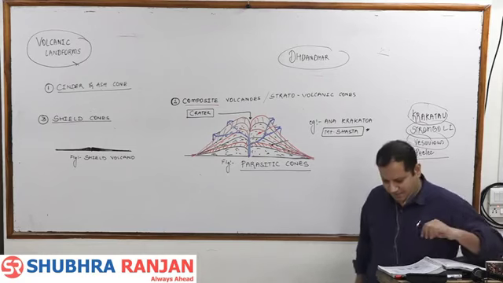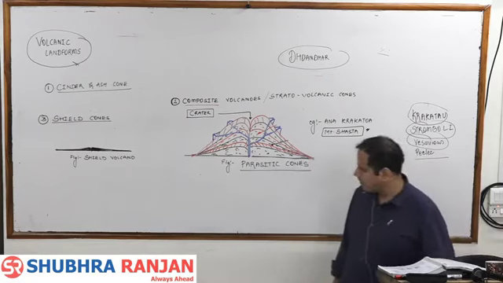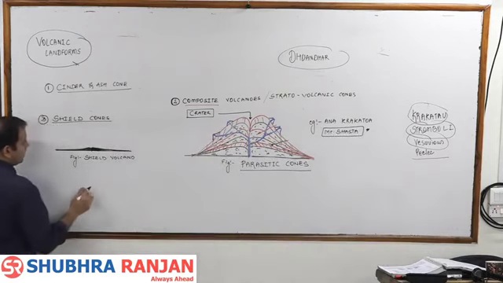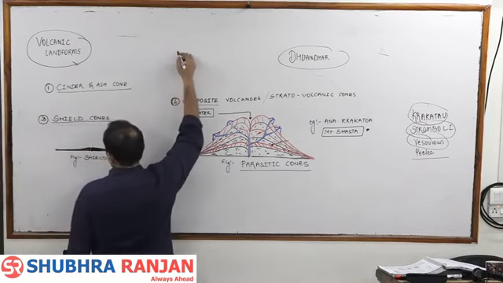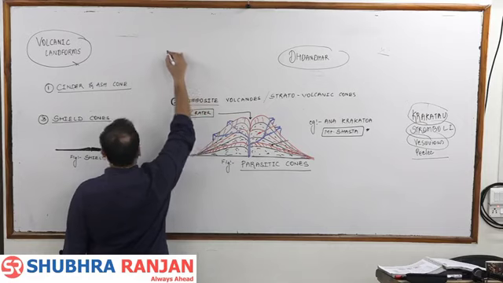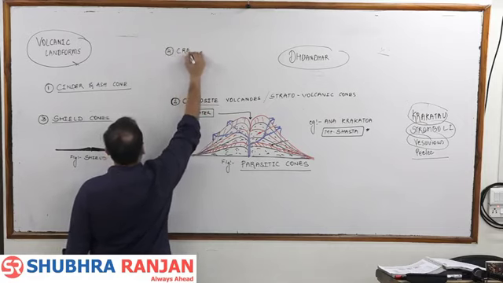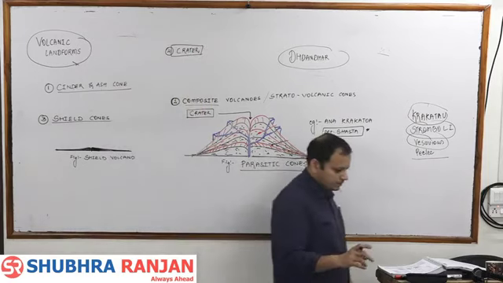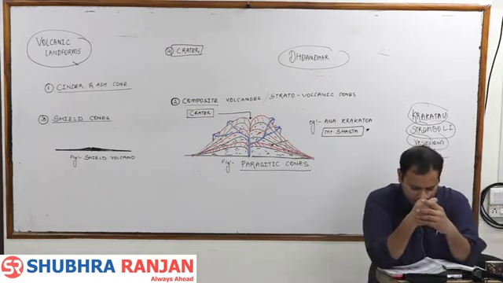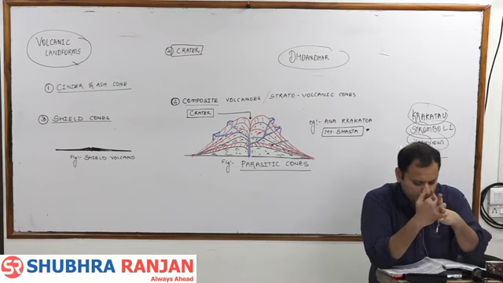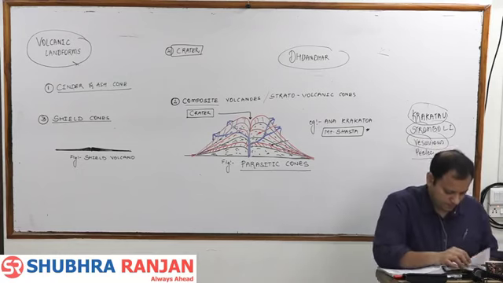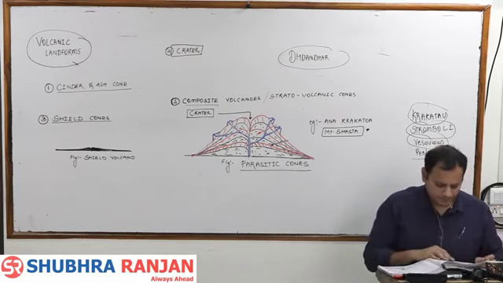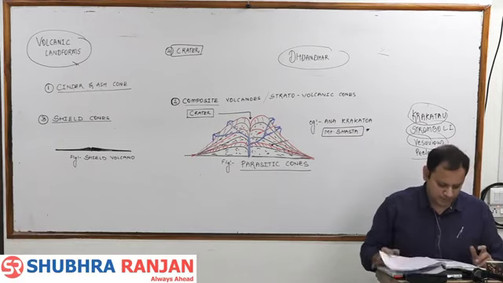Next, crater. A central vent or an opening through which volcanic eruption occurs is known as a crater.